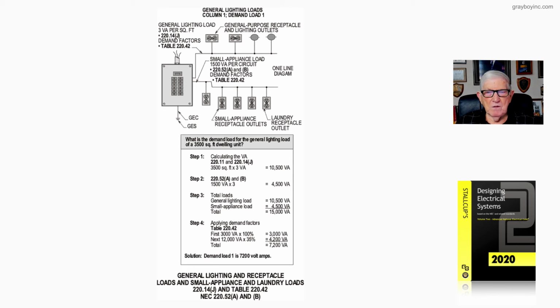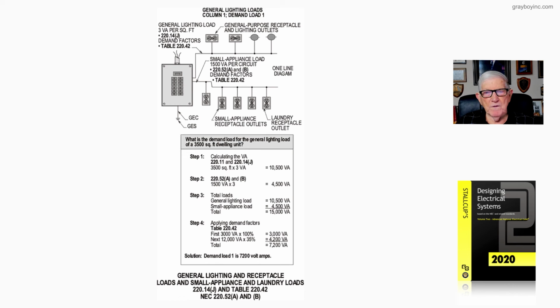So you can see when you take the first 3,000 at 100%, that is subtracted from the 15,000. That's where your 12,000 came from in step 4. So when we do our math in step 1, 2, and 3, as well as 4, we come up with a solution of 7,200 volt amps. And you can see that's quite a reduction from 15,000 if you didn't have the demand. That's quite a reduction in load there. So this is one of the demands that could be applied.